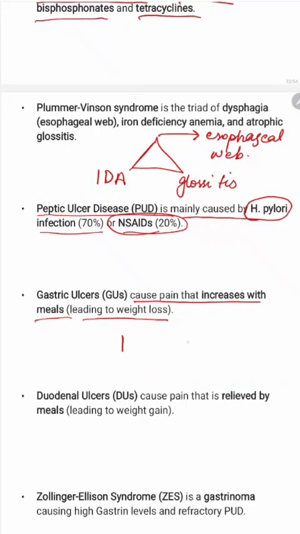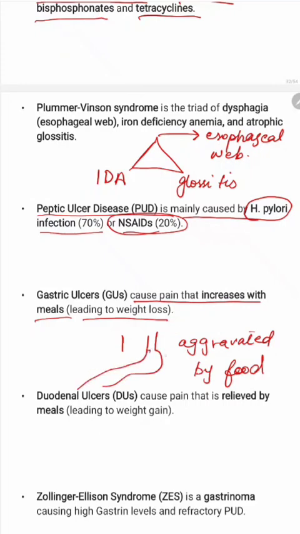So if it is aggravated by food, then this is gastric ulcer, because gastric acid secretion occurs in response to food. So it will be aggravated by food. Now, if it is relieved by food, because when the chyme goes to the duodenum it secretes bicarbonate to neutralize the acidity, then this is duodenal ulcer. The most common ulcer is duodenal ulcer. Duodenal ulcer causes pain that is relieved by meals, leading to weight gain. This leads to weight loss.